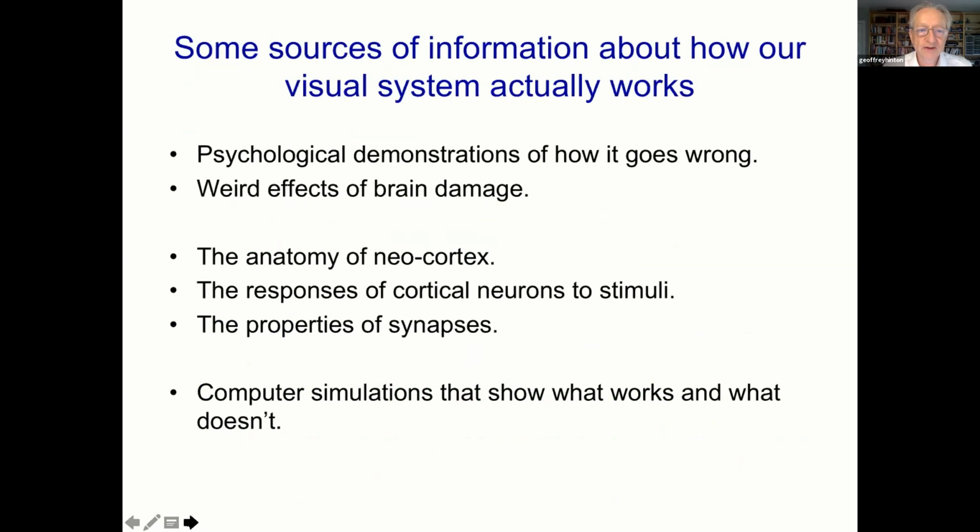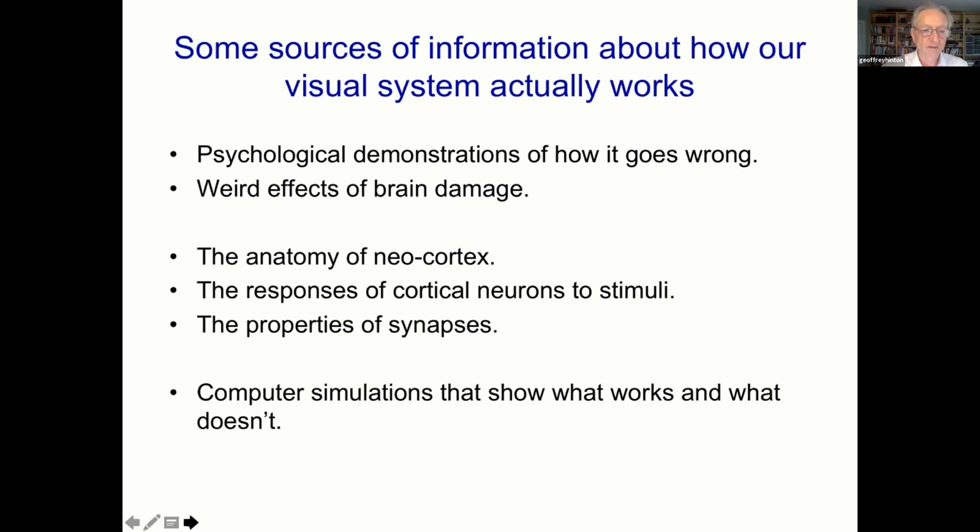So if you want to know how the visual system actually works, there's all sorts of sources of information, and you'd be silly to ignore any of them. The psychological demonstrations of how it goes wrong, and I'll give you one of those. There's weird effects of brain damage. I don't have time to talk about those. There's the actual hardware it runs on. So there's the anatomy of the neocortex, the responses of the neurons, the properties of synapses. And then there's what we'll do, which is computer simulations to distinguish what works from what doesn't work. So I think of all those earlier things as just things to be inspired by when you try doing some engineering.